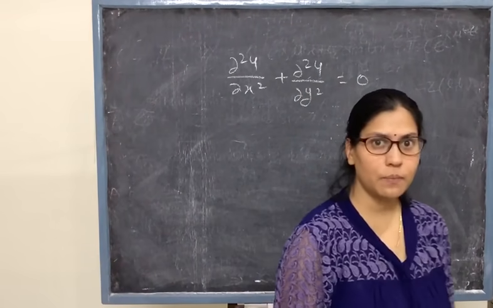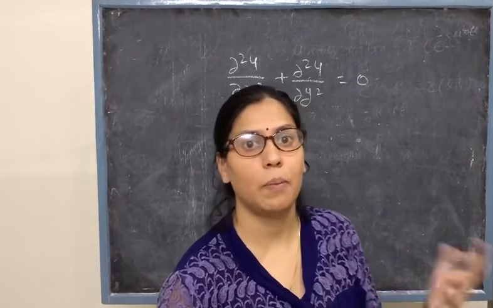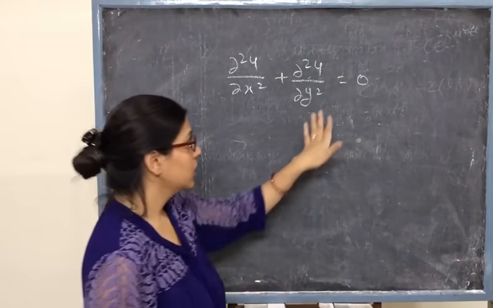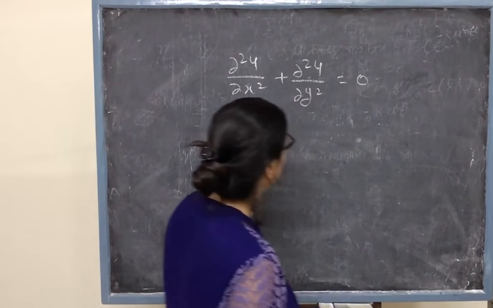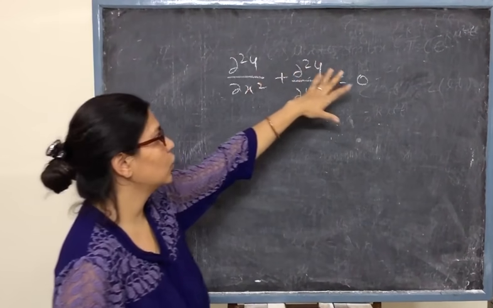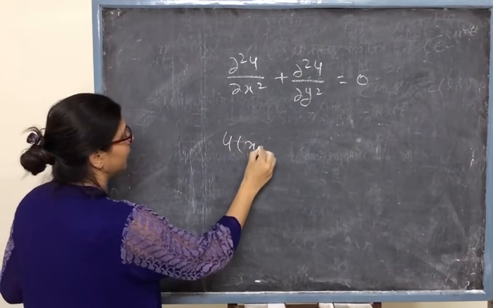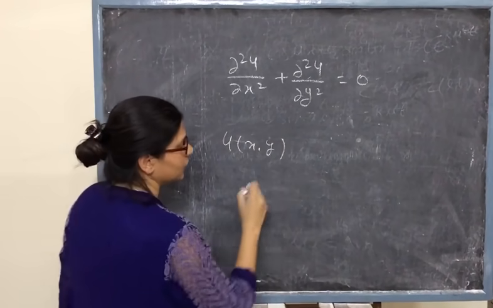The solution method is the same. If we have the boundary condition, then we apply the boundary condition to the solution. If not, then we find the general solution. Now we find a general solution of the Laplace equation del 2u over del x square plus del 2u over del y square equals to 0. Here again, u is a function of x and y.